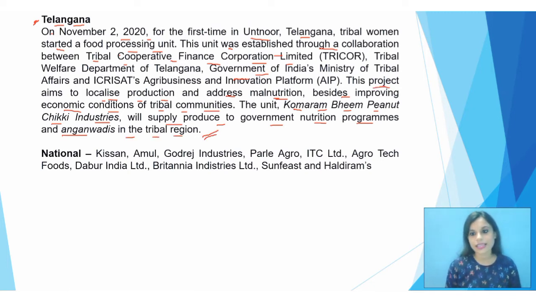So you see, here's a case study of how Komaram Bhim Peanut Chikki Industries has flourished. You ought to give suitable examples like a case study. Some national food processing industries that have really got a good share in the Indian food processing market include Kisan, Amul, Godrej Industries, Parle Agro Industries, ITC Limited, Agrotech Foods, Dabur India Limited, Britannia Industries Limited, Sunfeast, Haldirams, and so many others.